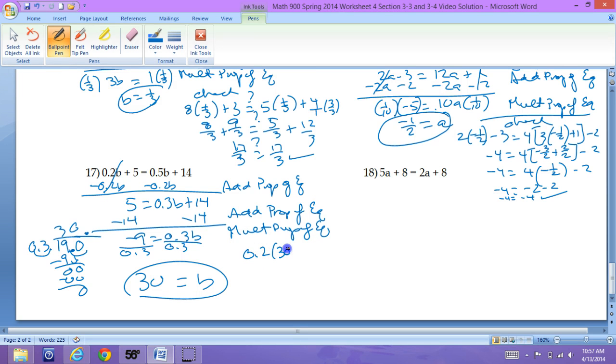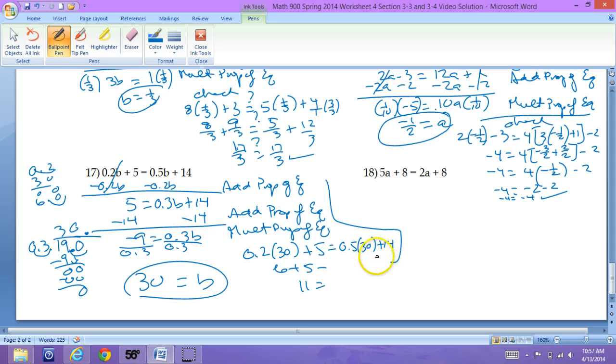0.2 times 30 plus 5 equals 0.5, and I'm running out of space for this guy over here, plus 14. So now 0.2 times 30, so now we need more scratch work, if you can't see it right off the top of your head. So now I've got 6, but I need 1 decimal place, so I do end up with a solid 6. 6 plus 5 equals 11, so we'll see what we get on the right-hand side.